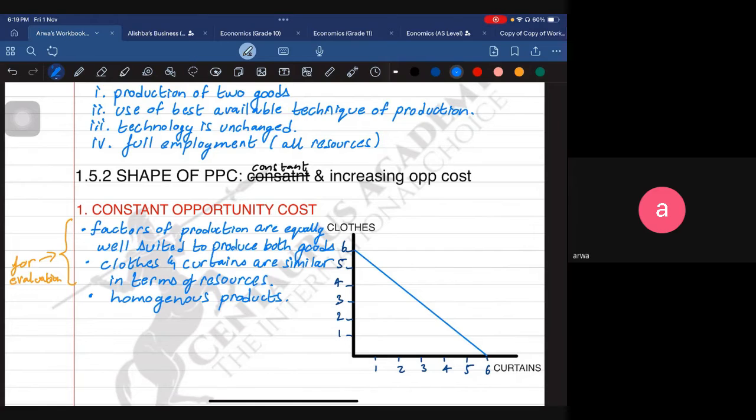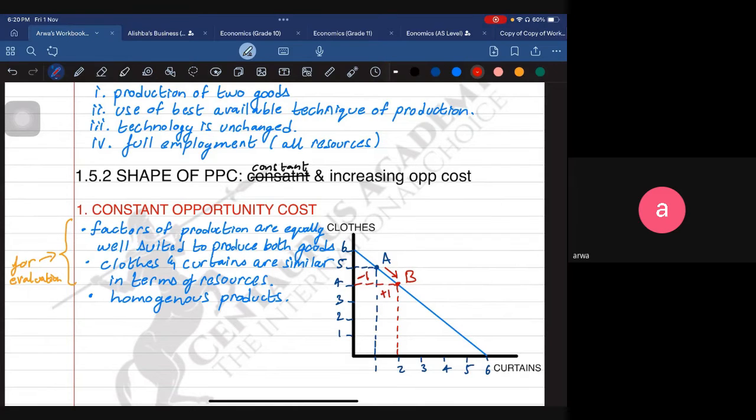So let's say first what has happened is that we were at this point A, going down to one, and we move to the next point, which is B. So if there is a movement from A to B, you are losing 1 unit of clothes to gain 1 unit of curtains. Excellent.